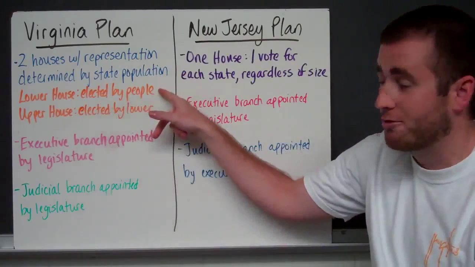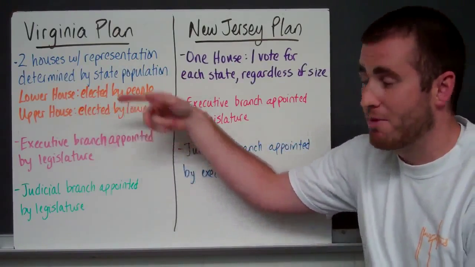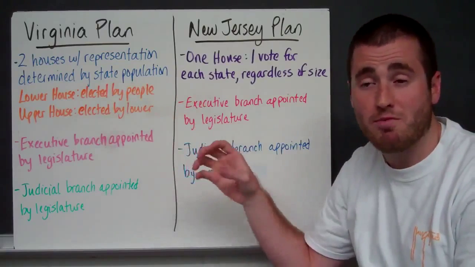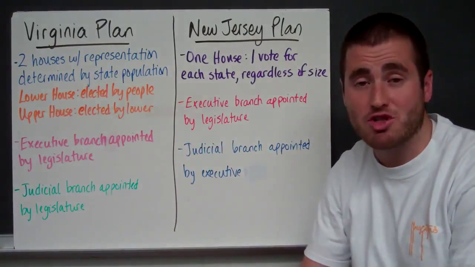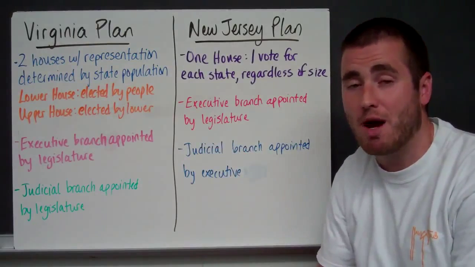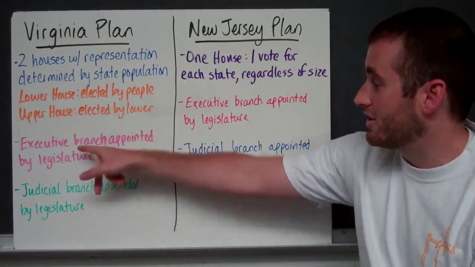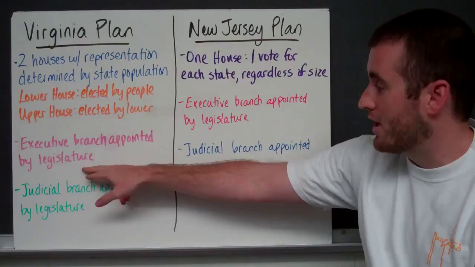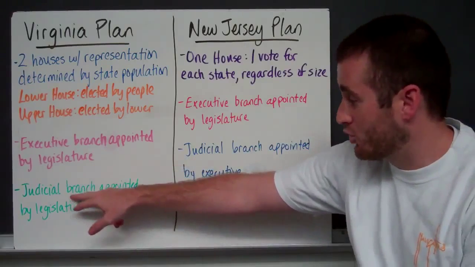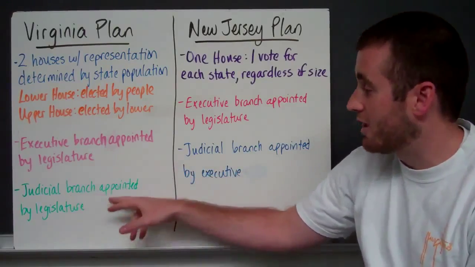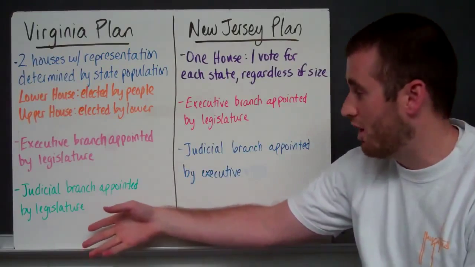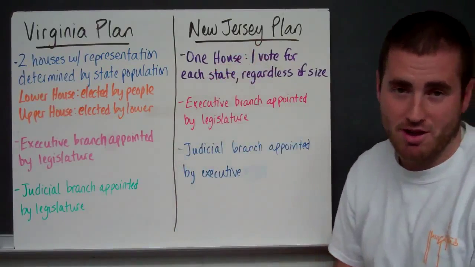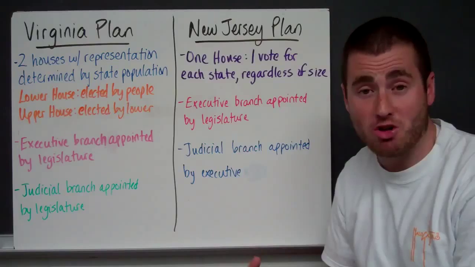Lower house elected by the people, upper house elected by the lower house, and the number of people you had in those houses from your state would depend on the size and population of your state itself. The executive branch, like the president, would be appointed by the Congress or the legislative branch. The judicial branch, all the judges and all that stuff, they'd be appointed by the legislature or the Congress as well.